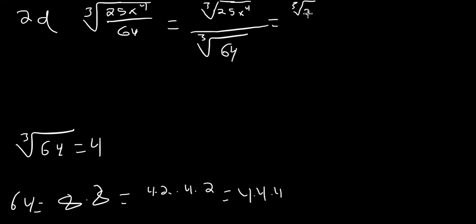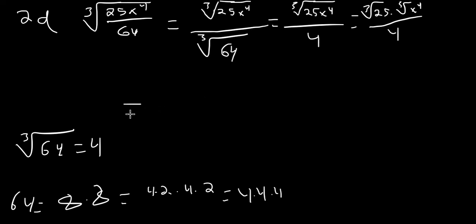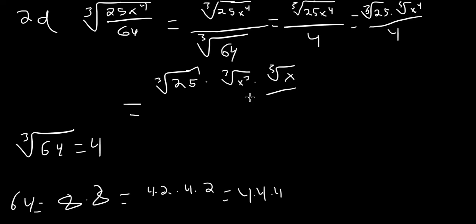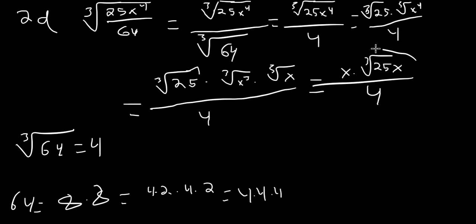So this will become the cube root of 25x to the fourth divided by 4. Now, using the quotient rule, we have the cube root of 25 times the cube root of x to the fourth divided by 4, which is equal to, this one doesn't simplify any further, so the cube root of 25 times, we're going to break this apart, the cube root of x cubed times the cube root of x divided by 4, which will become x times the cube root of 25x divided by 4, and that is our solution.